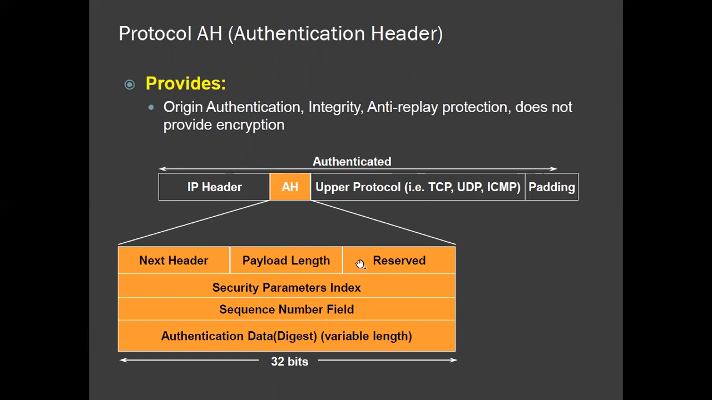It has these different fields, which we are going to study. It provides data origin authentication, integrity, and anti-replay protection. But remember that it does not provide confidentiality, that is, the encryption service is not provided here. So let us understand these fields of the authentication header in more detail.